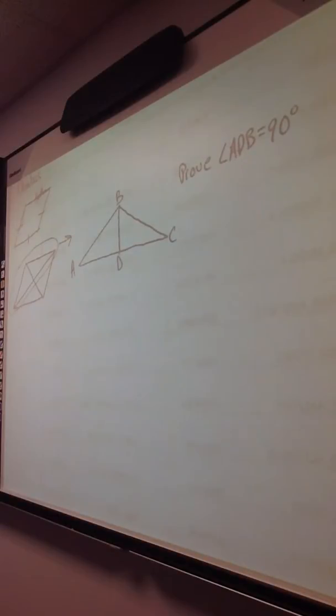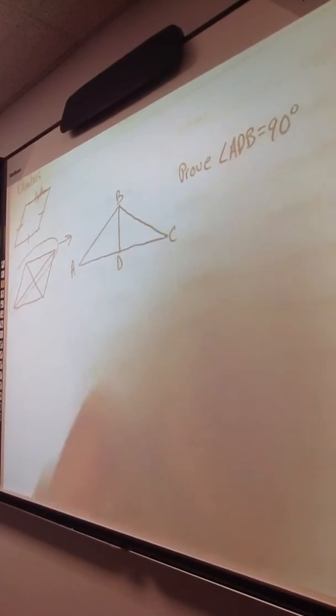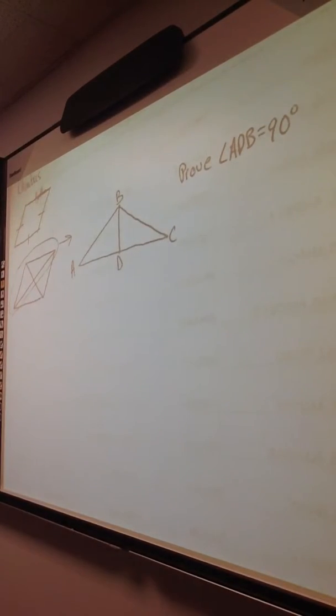Pretty much the same thing as the other one. If we can prove the triangles are congruent, doesn't that mean that these must be equal, so therefore they must be 90? Okay, so let's do it. Let's prove the triangles are congruent. You want to try it on your own? No. Yeah.